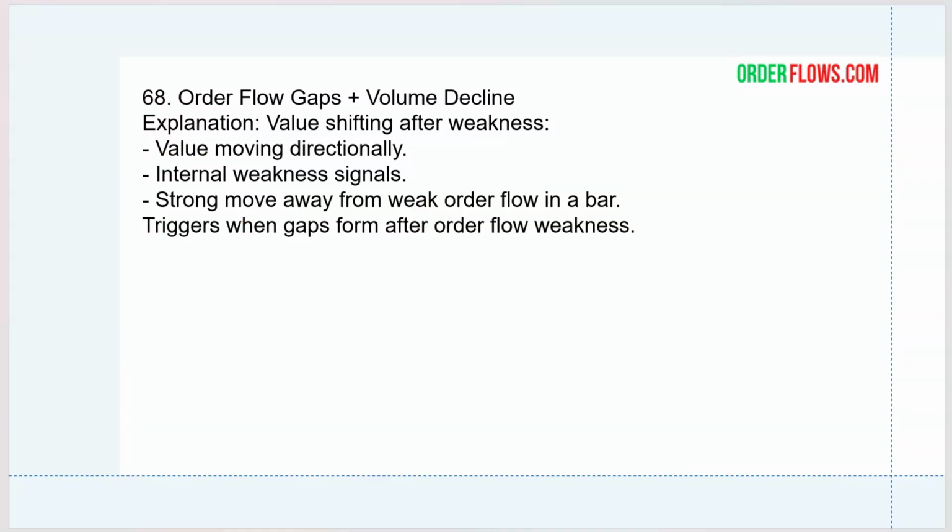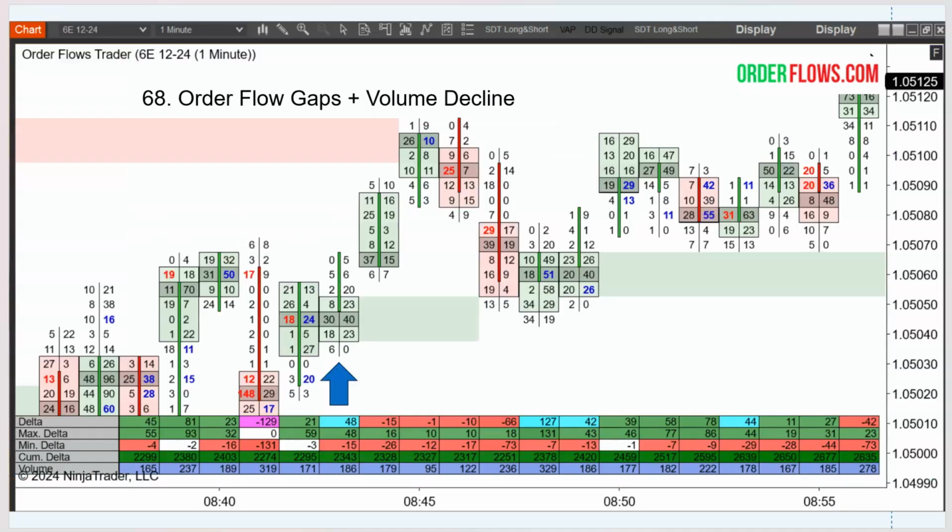All right, number 68 is order flow gaps plus volume decline. Now with this, again, you have to be able to discern where there's an order flow gap, so you have to put the value areas on a bar. And what you have is value shifting after weakness, values moving directionally, internal weakness signals, strong move away from weak order flow in a bar. It triggers when gaps form after order flow weakness, okay?